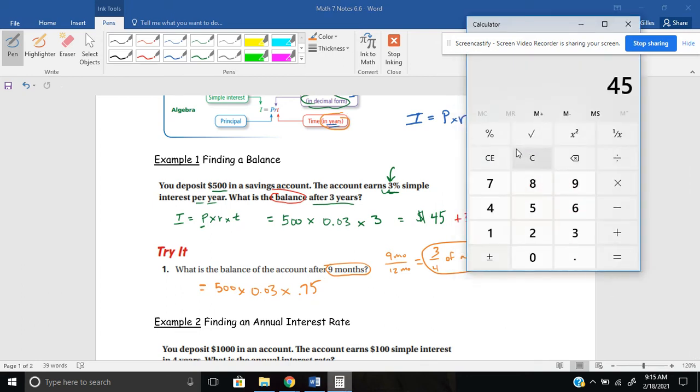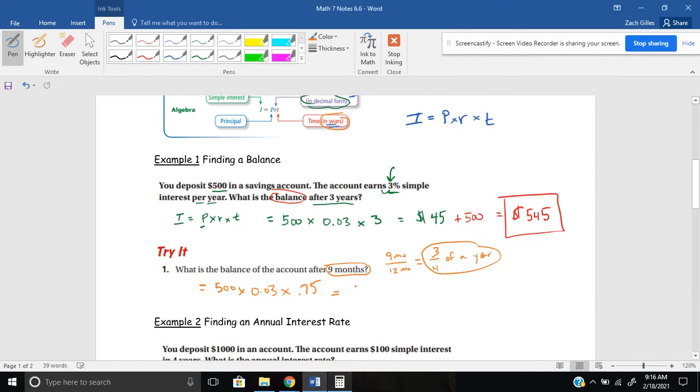Do a little plugging and chugging in my calculator here. 500 times 0.03 times 0.75 gives me $11.25. And remember to ask for the balance. So I need to add the original principal to come up with a total of $511.25. If you have more questions on that, please let me know.